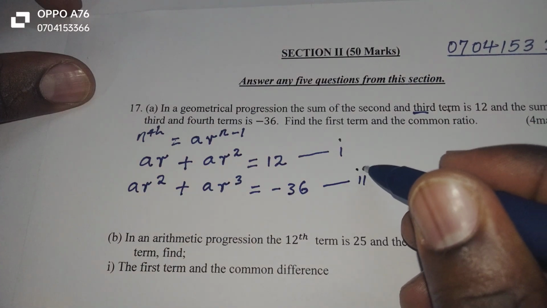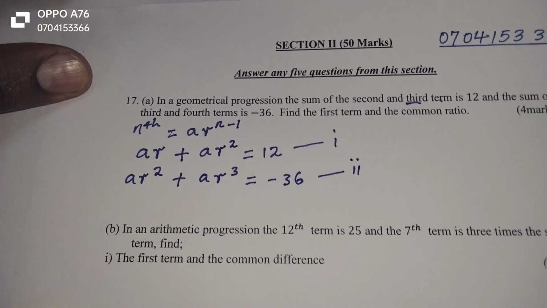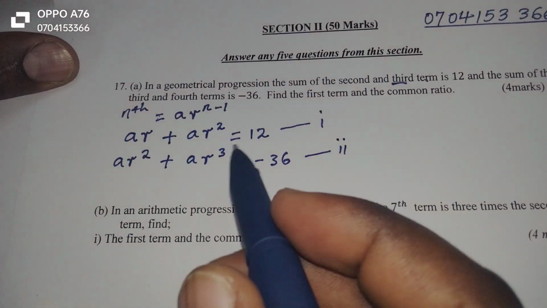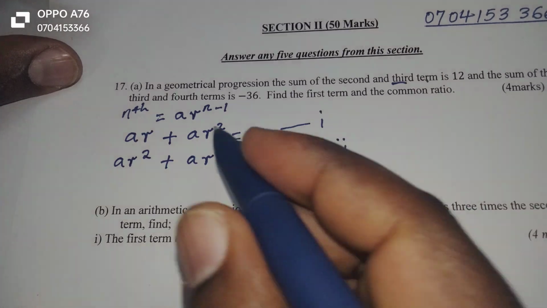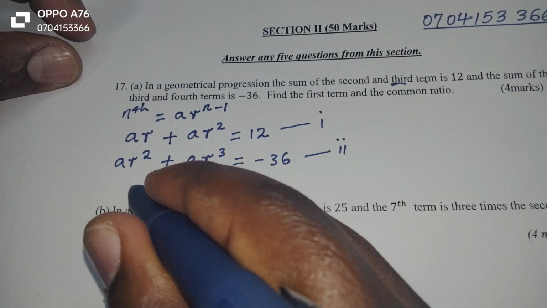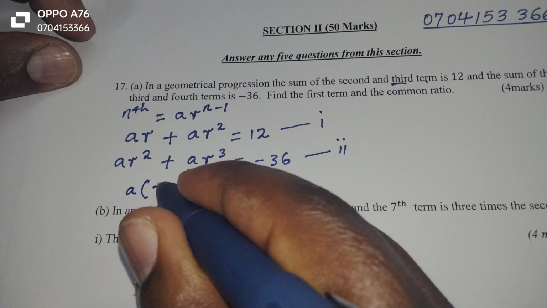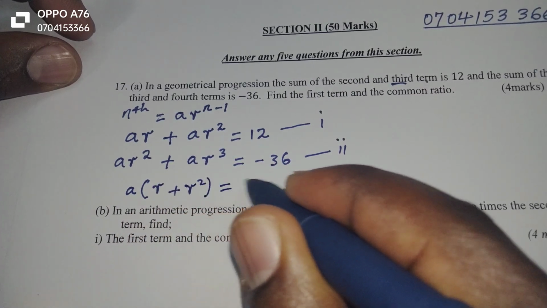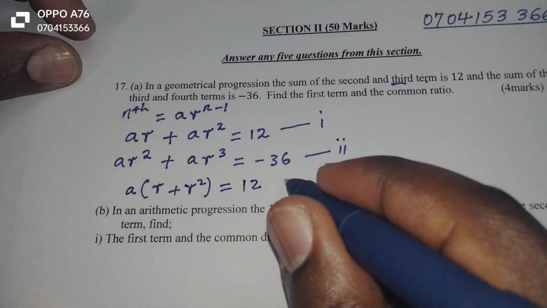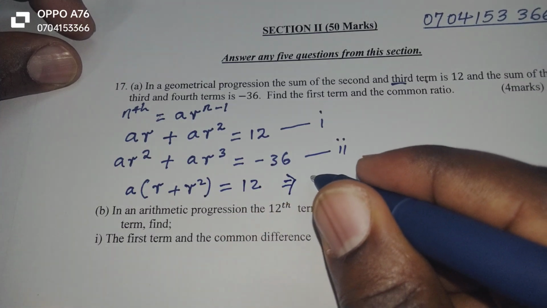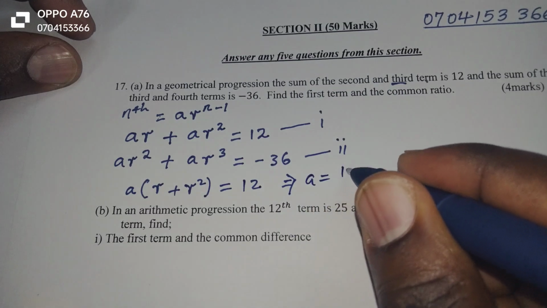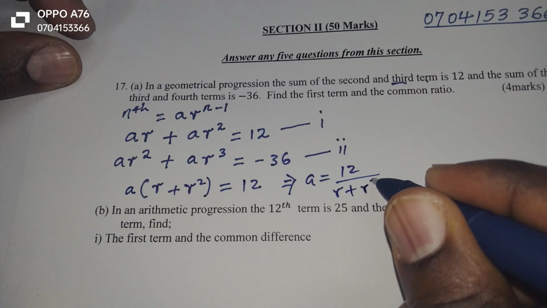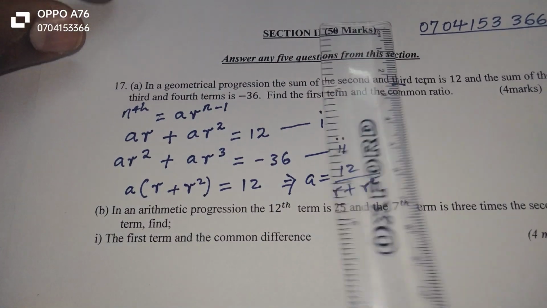Now when we solve these two equations simultaneously, we are going to get the value of a and the value of r. We can first of all simplify the expressions, whereby from equation 1, we can factor out a, we remain with r plus r squared. This is equal to 12. And the equation can be further simplified into a being equal to 12 over r plus r squared. That is from equation 1.